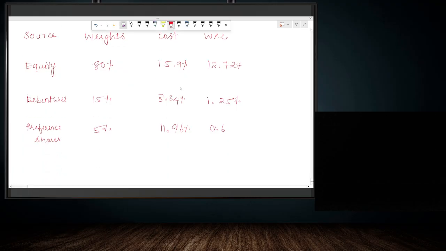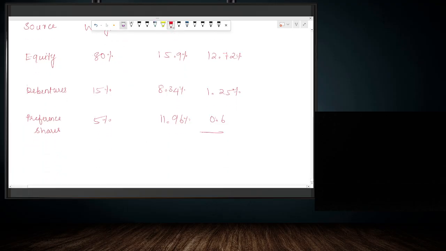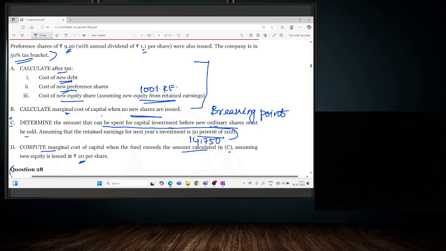Okay. So what is the weighted marginal cost of capital? 14.56%. Everyone done till this point? Clear? Any doubt? Especially if you have any doubt in requirement C, is it clear? You got that 1.25? Clear? Requirement C, did you all understand how we got 14,750?